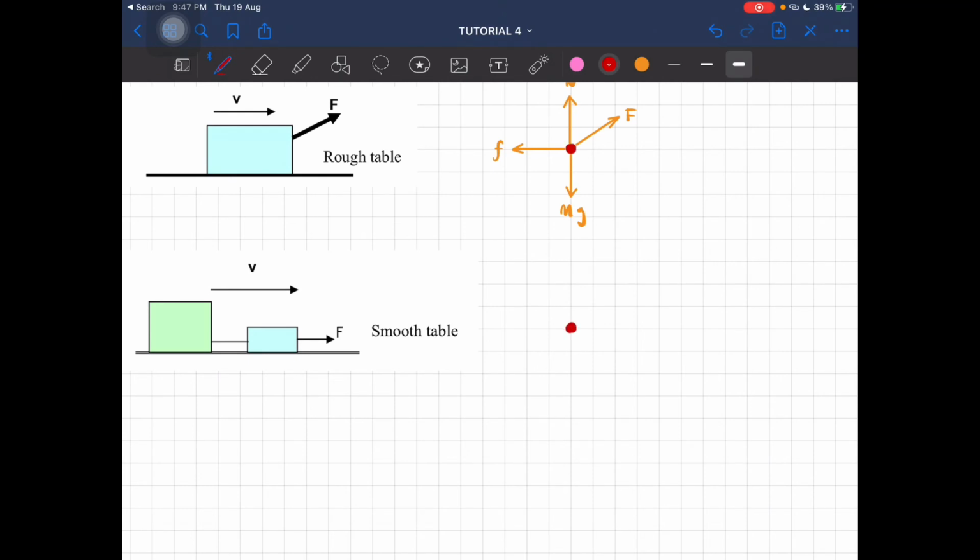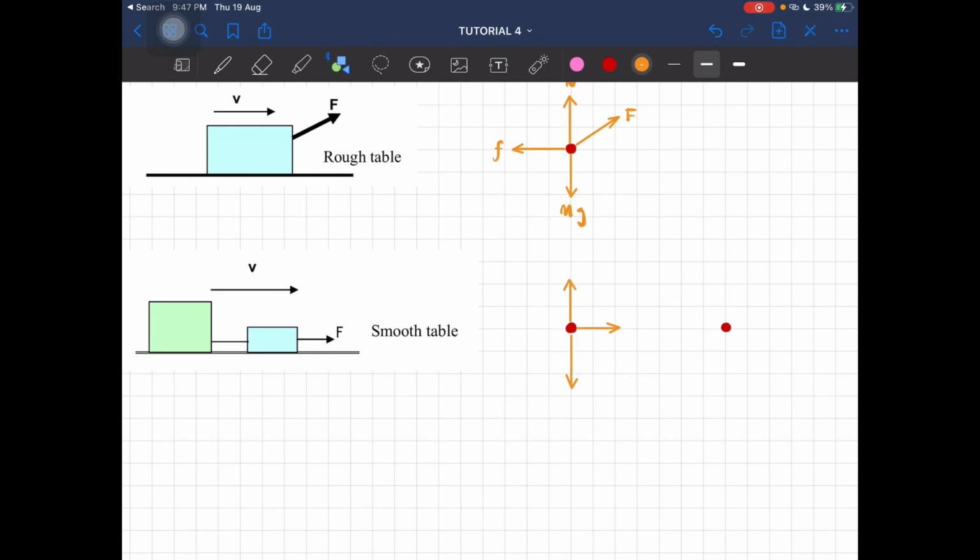Then let's look at this one here. We have two blocks, so we are going to do a separate FBD for these two blocks. This one is for the green block. Unless it is mentioned that it is massless, we always assume the block to have mass. So the weight, and then there's a tension. Tension always goes away from the object, through the rope. This one is our normal force.